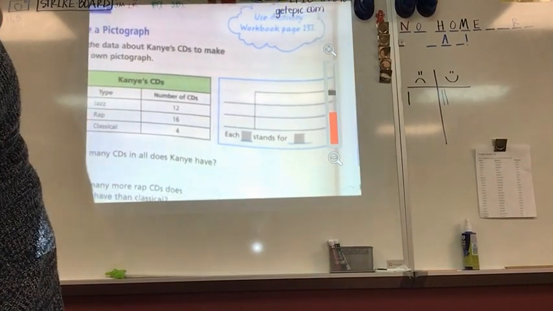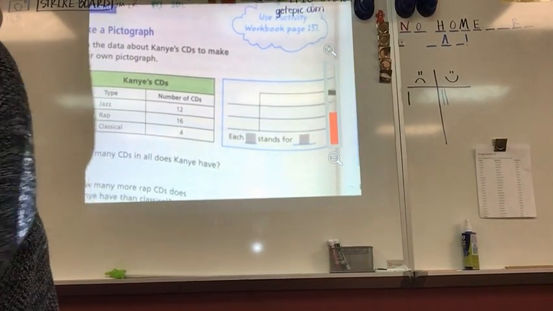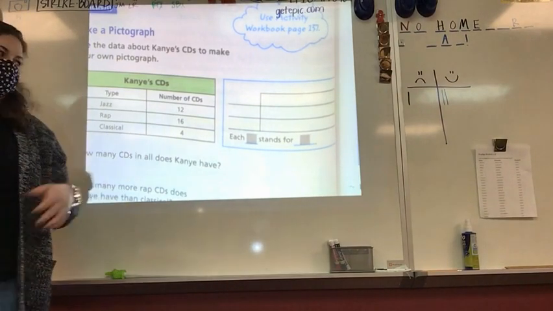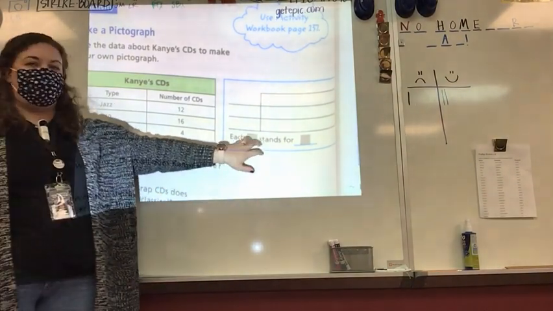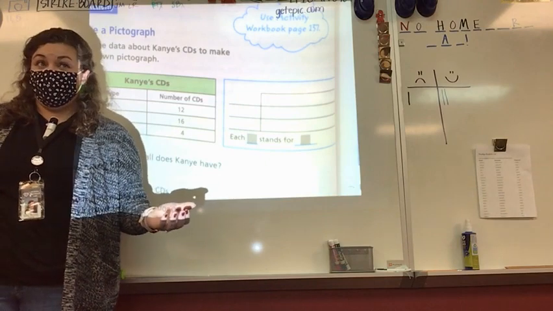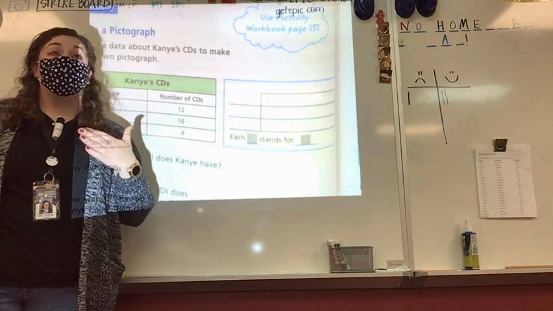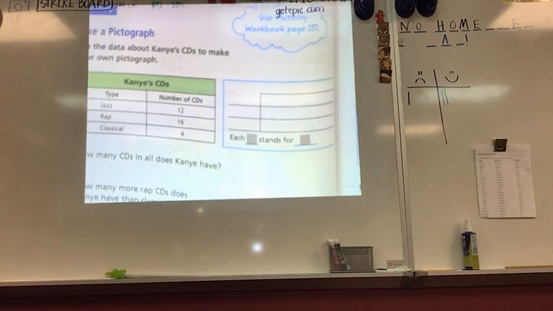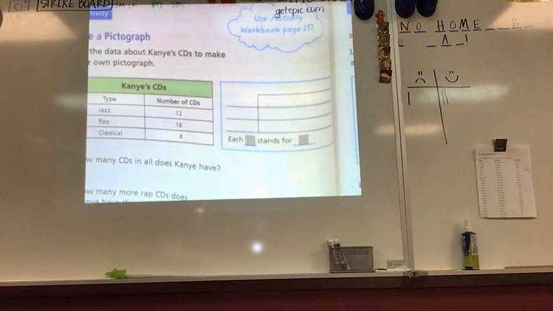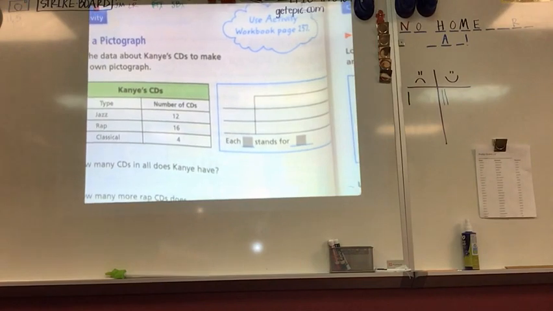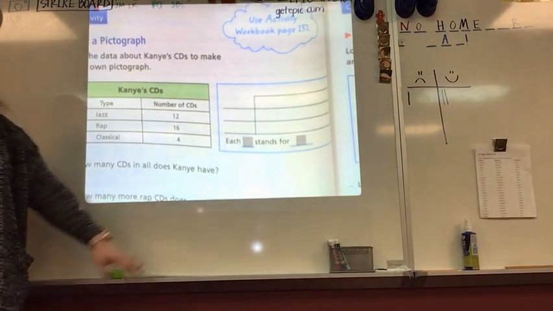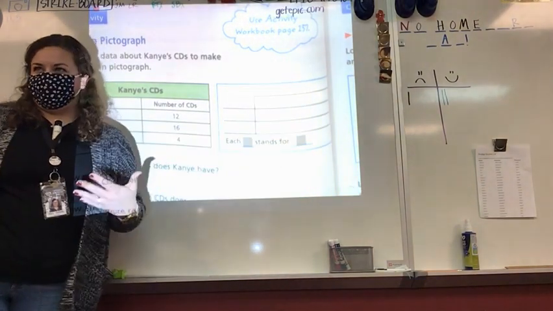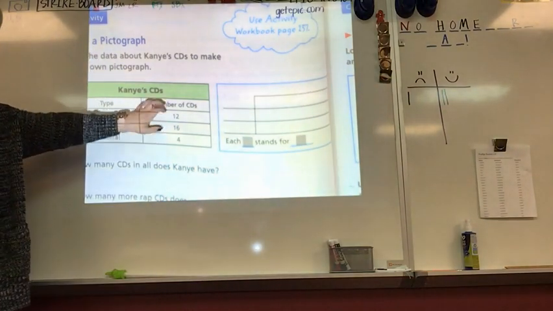So when we go to make a pictograph, first of all, we have to choose what our picture is going to be in our key. That has to be something we can actually draw, so it's not a super pain to create our pictograph. And the second thing you have to think about is, what number do we want that to represent that would be an easy count by for all of these?